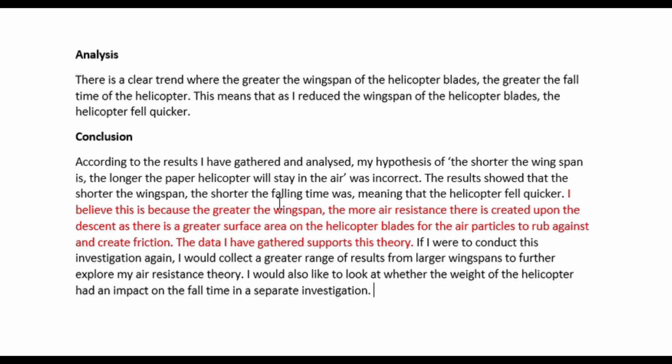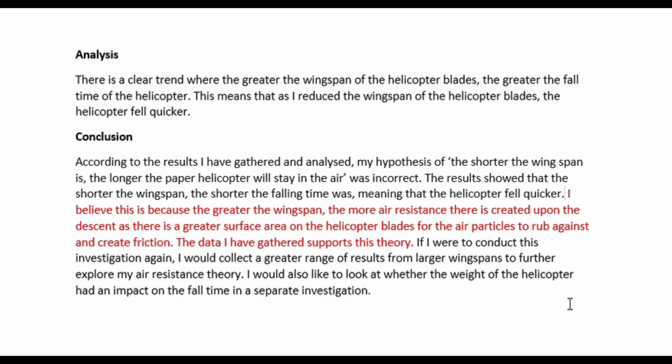So my first point, I've said, according to the results I've gathered and analysed, my hypothesis of the shorter the wingspan is, the longer the paper helicopter will stay in the air was incorrect. The results showed that the shorter the wingspan, the shorter the falling time was, meaning that the helicopter fell quicker. So I haven't just said I was wrong. I've said, no, I was incorrect. This is what my hypothesis was, and it was incorrect. And then I've used the data, and I said, this is the trend the data showed.